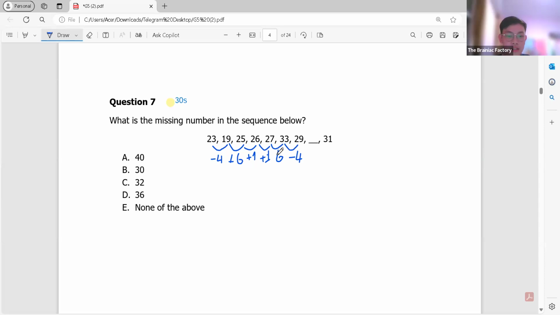So if we cannot see any pattern, we can try to think of the sequence as the combination of two sequences. As I can see here, if you just look into here, we have 23, 25, 27, 29, and 31, which have the common difference of 2, like 23 plus 2 equal to 25, 25 plus 2 equal to 27, 27 plus 2 equal to 29, and plus 2 equal to 31.